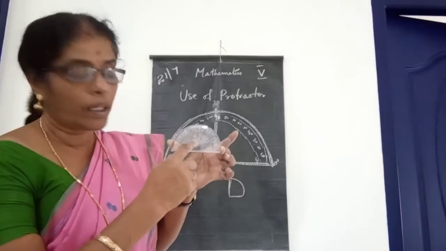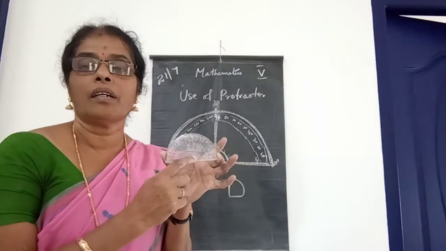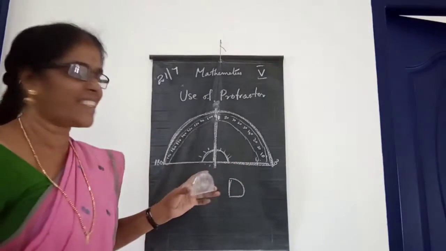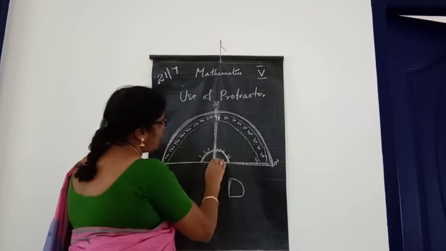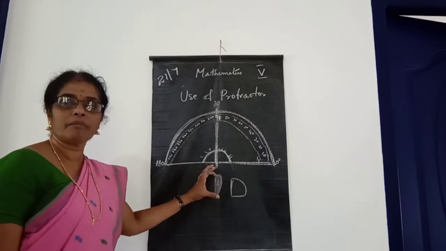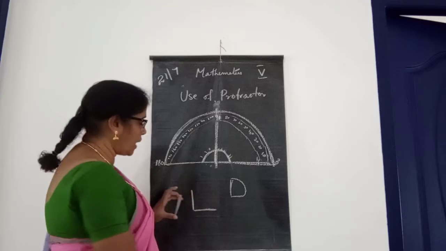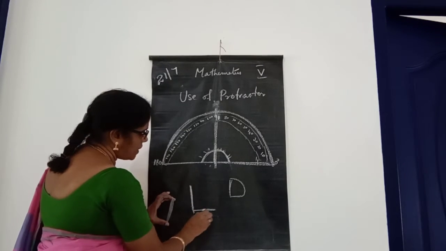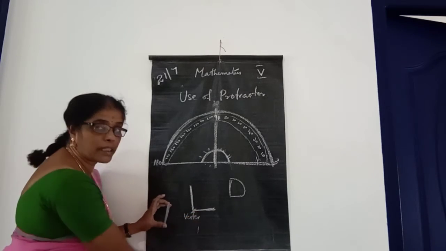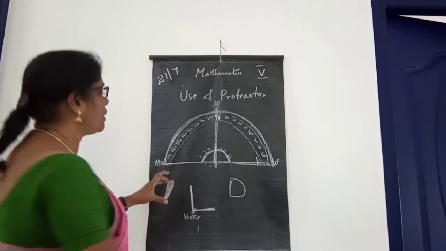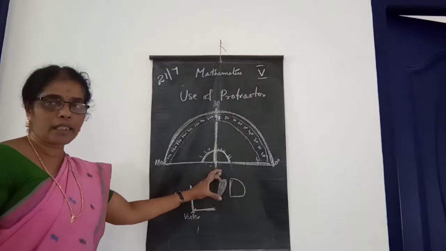In this protractor, you can see one line in the middle, and in the middle of this protractor you can see the picture of a sun. And you know what the joining point of two lines is? One line is this one and another line is this one, and the joining point we call a vertex. That is the main point.